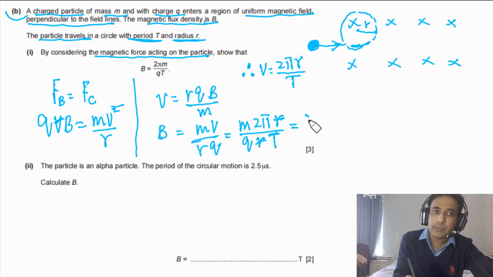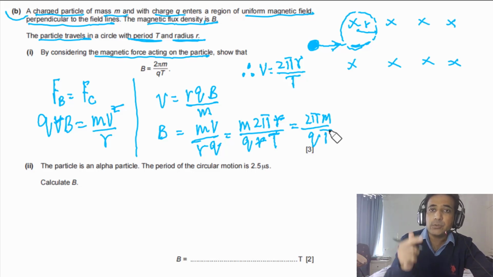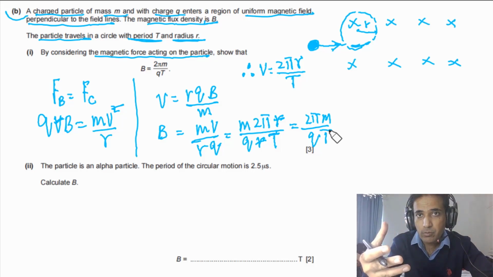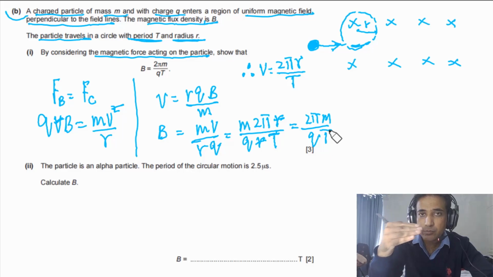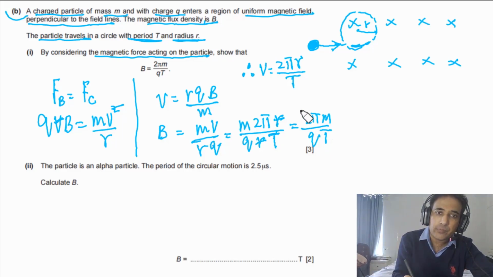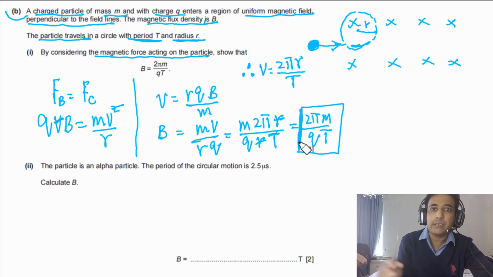Now if you look at this one, we got simply 2 pi M divided by Q times T. So this is how you need to approach the problems. Everything is given to you. You need to understand how to proceed in a very systematic way. So this is our final answer. Question was asking us to show that B is equal to this one.